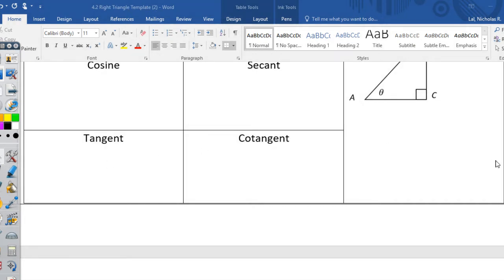All right, so once you know what sides are relative to angles and what those ratios are, it's just a matter of plugging them in. Yes, Dylan.